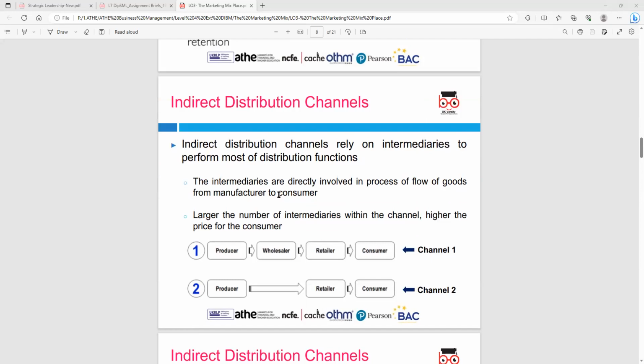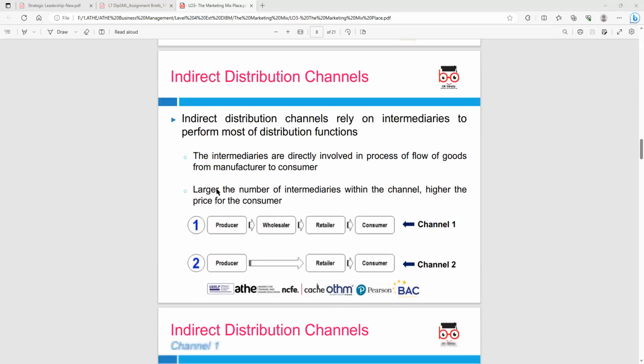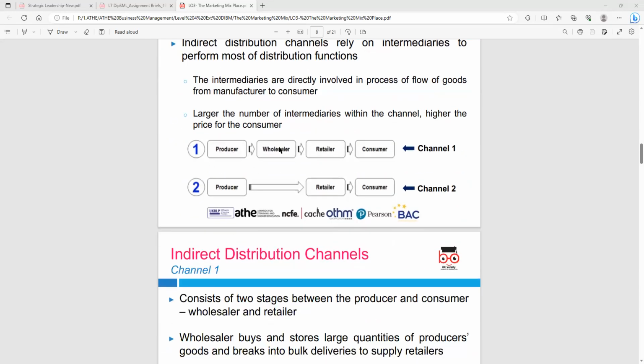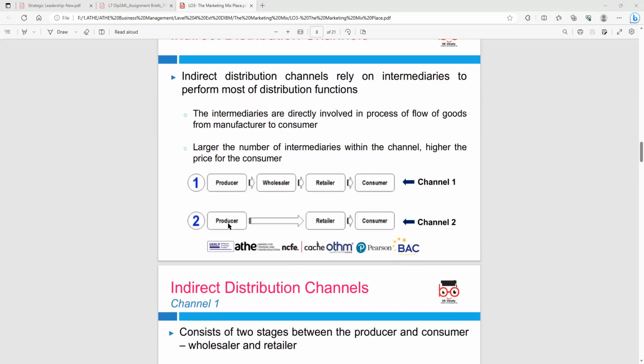And the good thing is they should have a large amount of consumers. They know that their consumers are large, so they can afford to keep the goods and services in flow. If you can see from this slide here, we've got a producer, then a wholesaler, then a retailer, and the final consumer. So that's channel one. When we are talking about channel two, we have a producer and there's no wholesaler. You sell directly to the retailer, and the retailer sells to the consumers directly. So this is known as an indirect distribution channel.